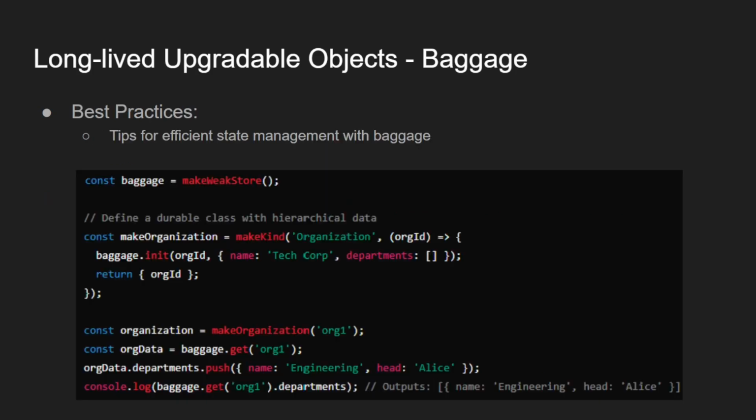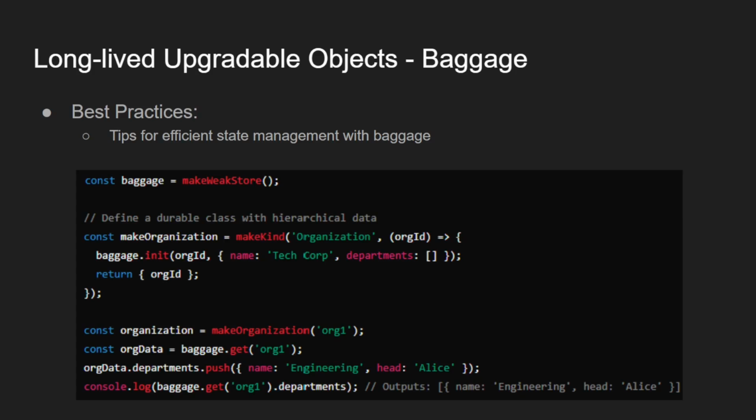Baggage can also handle more complex state management scenarios. For example, you might need to store hierarchical data or interrelated entities. Baggage's flexibility allows you to structure and manage such data efficiently. Take a look at the example on this slide.